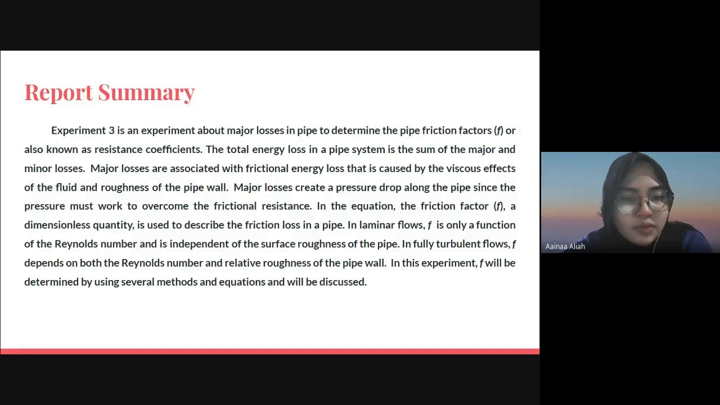In this experiment, F will be determined by using several methods and equations, which will also be discussed in the later part. Next, I will pass to the next presenter.